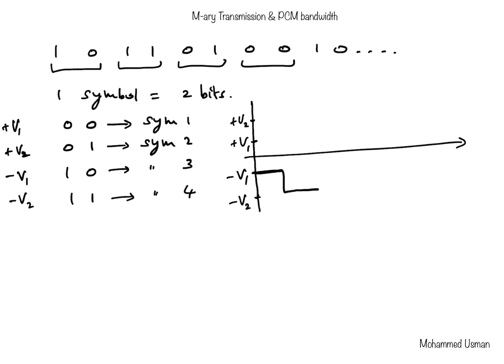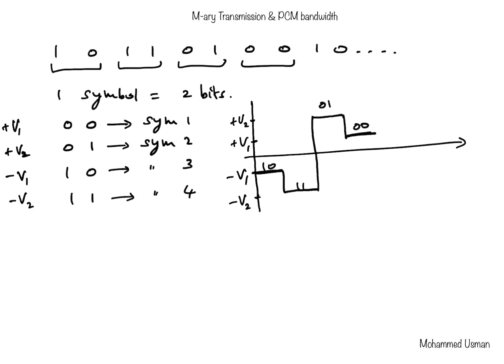And then we have 0, 1. So 0, 1 is corresponding to plus V2. So that should go to now plus V2. And then we have the bit sequence 0, 0. 0, 0 is assigned to plus V1. So the voltage level would be at plus V1. Okay. So that's our 1, 0, 1, 1, 0, 1, 0, 0.